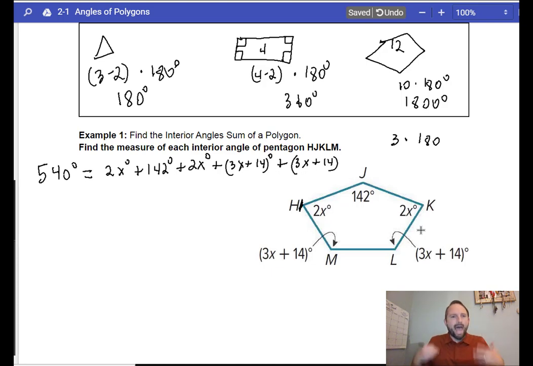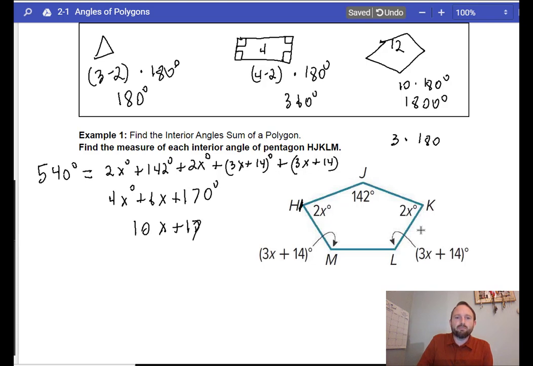Now I just need to add them up, because that's what sum means. Sum means add them up. 2x plus 2x is 4x. Then 3x plus 3x is 6x. And 14 plus 14 is 28. 28 plus 142 would be 170. We are slowly simplifying, making this from a large sum to a smaller sum. So 10x plus 170 is equal to 540.